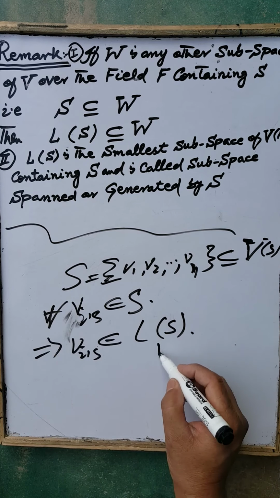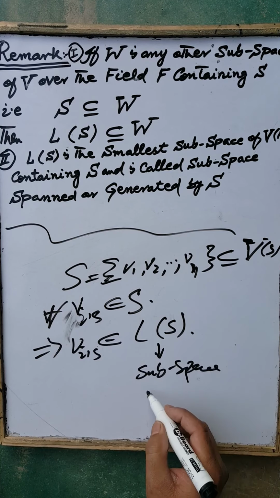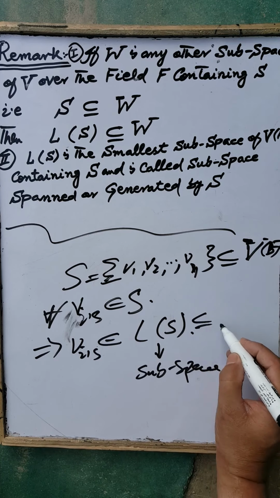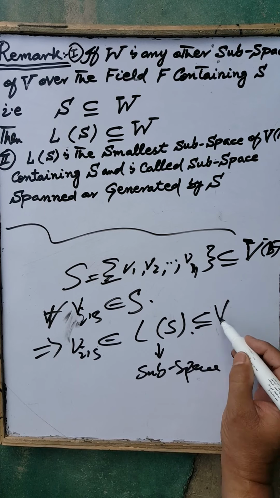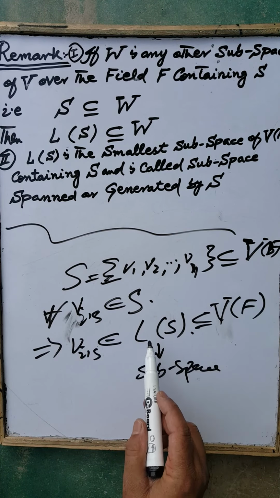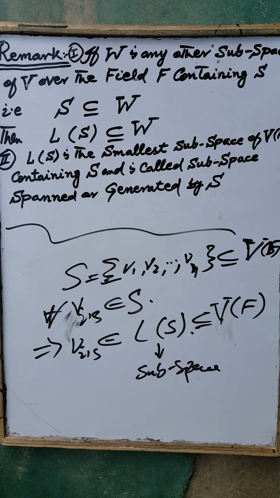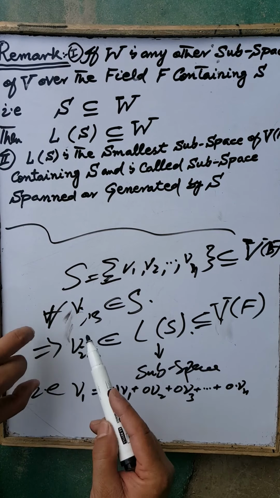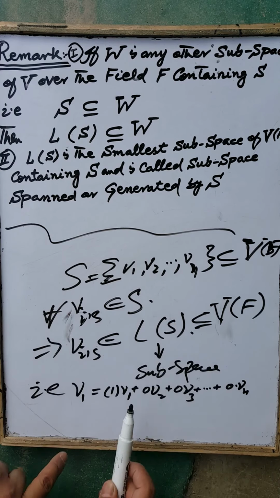Therefore, the linear span of S is a subspace of the vector space V over the field F, and this linear span of the set S over the field F is the smallest subspace contained in the vector space V over the field F. That is, each element of this set S is contained in the linear span of S.